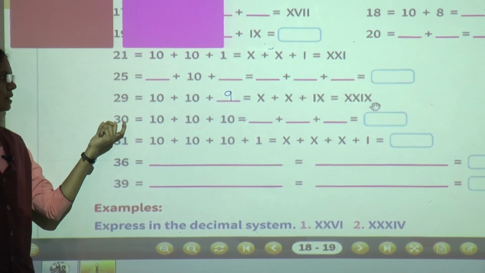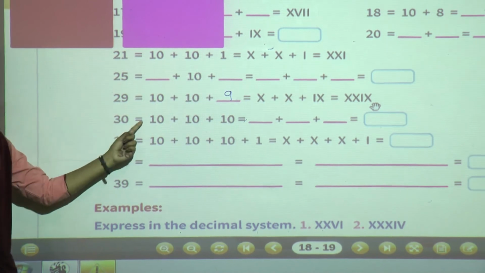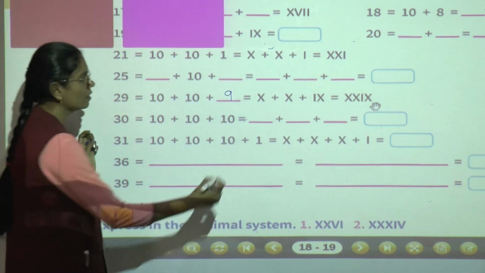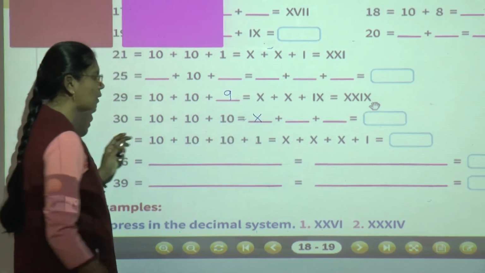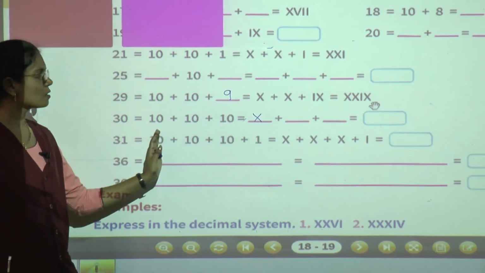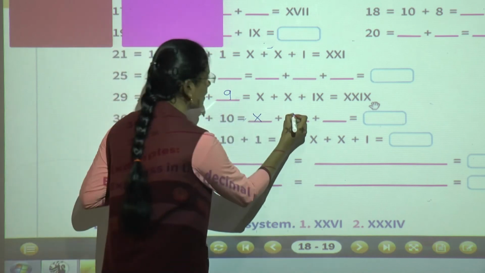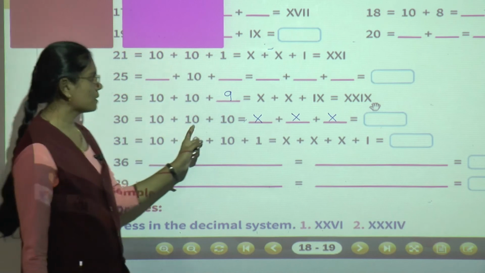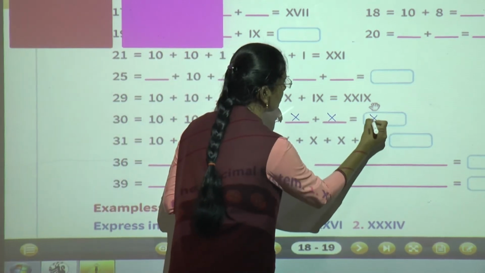Now the number is 30. Now split up this number 30: 10 plus 10 plus 10. Again for 10 we are using X. Now here 3 times 10 is there, so we will write 3 times X. X plus X plus X. So 30 means what? Triple X.